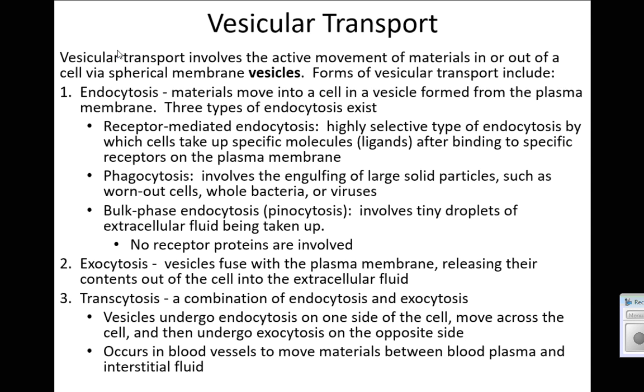The last form of active transport, you don't really see ATP directly, but it is technically classified as active transport. And this involves vesicles, which are like bubbles that either bring something into the cell or move it out, or a combination of the two. Endo, you can think of as bringing in or inside. Endocytosis is where materials move into a cell in a vesicle formed by the plasma membrane.